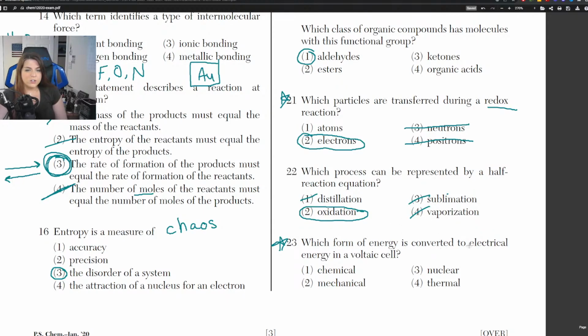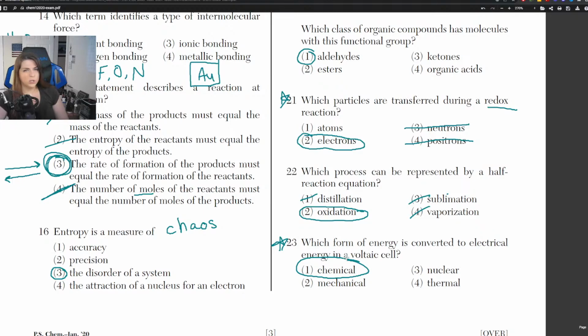23, which form of energy is converted to electrical energy in a voltaic cell? That is chemical. The reason a battery works is because of the particular chemicals that are inside of it. You can't just put like oxygen and carbon inside a battery and expect that to work. It is specifically like, hey, I chose this metal and that metal and put them in solutions in order to get the battery to work.